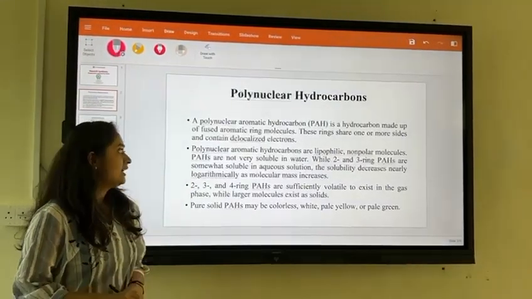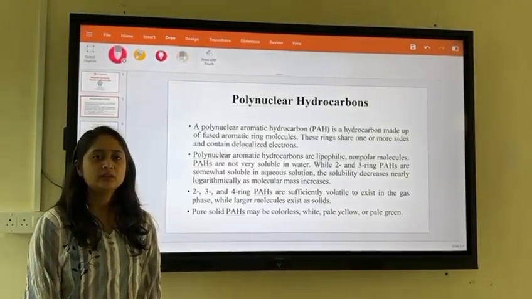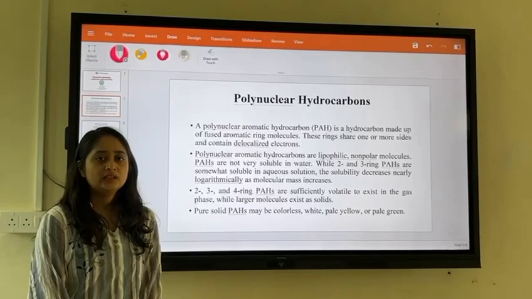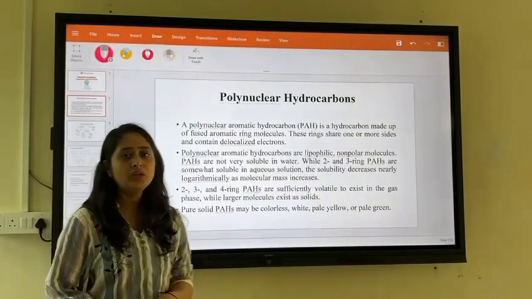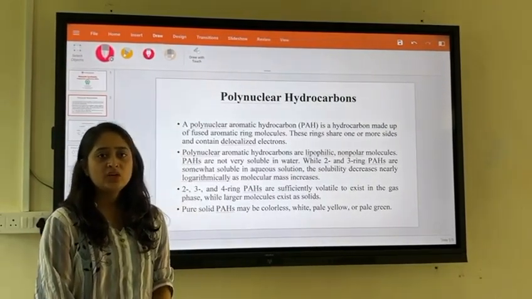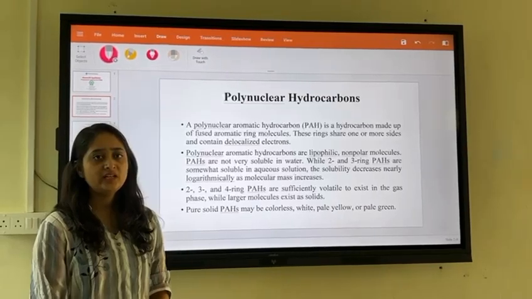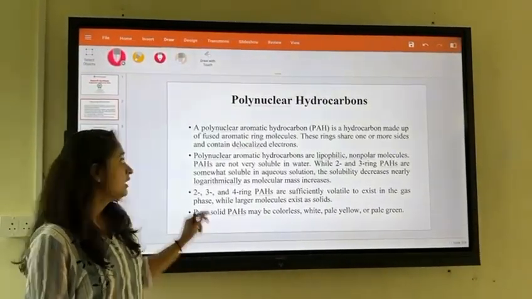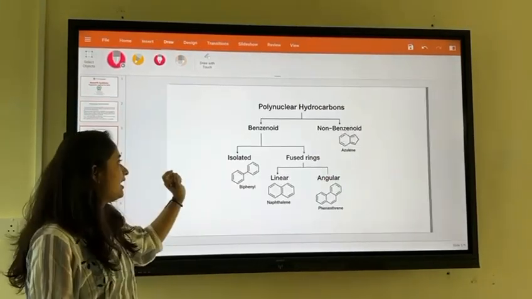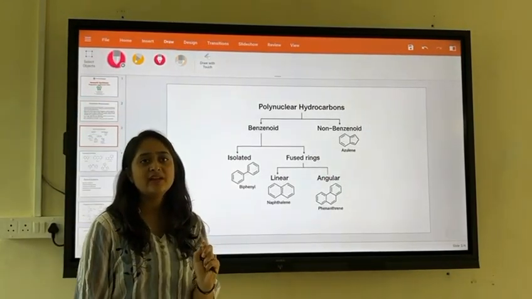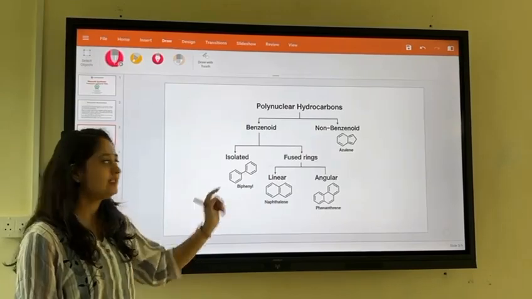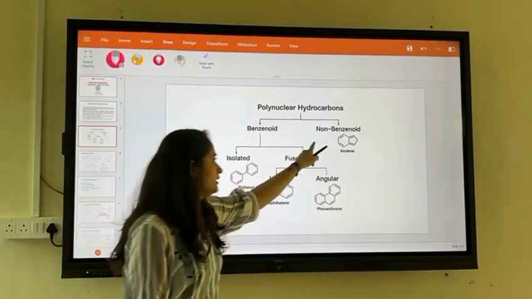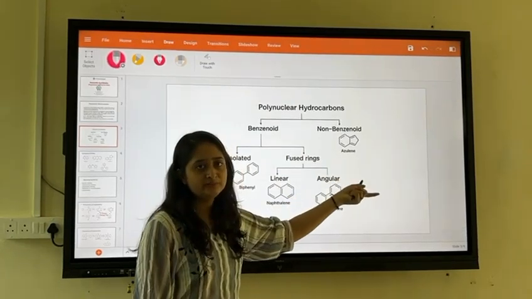Polynuclear hydrocarbons are isolated from environmental pollutants like coal tar and other pollutants, and they are non-polar in nature and solid in state. They are a colorless, white and yellow colored powder. The polynuclear hydrocarbons are classified into two subclasses, benzenoid and non-benzenoid. Benzenoid means it contains benzene as a fused aromatic ring, and non-benzenoid means it contains rings other than benzene.